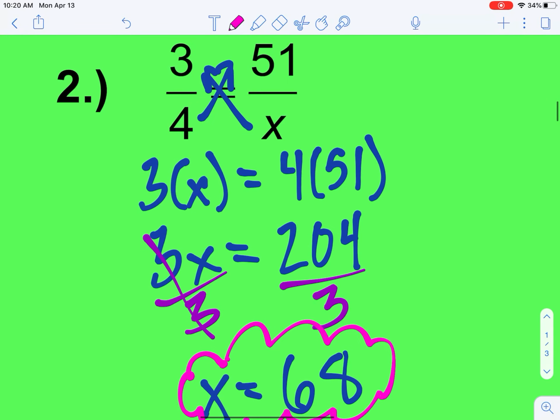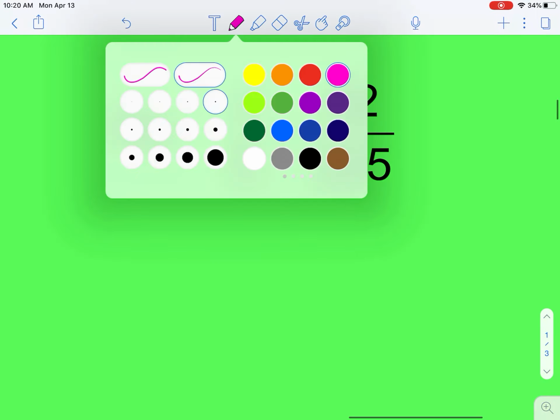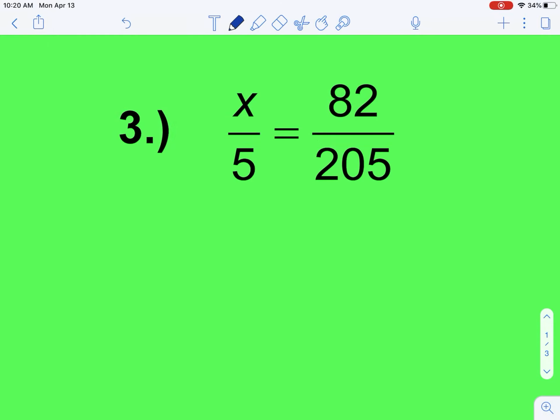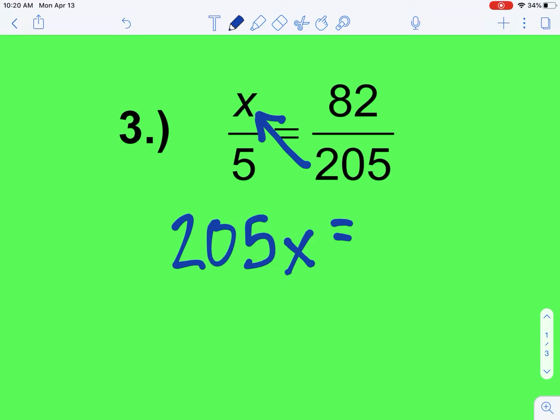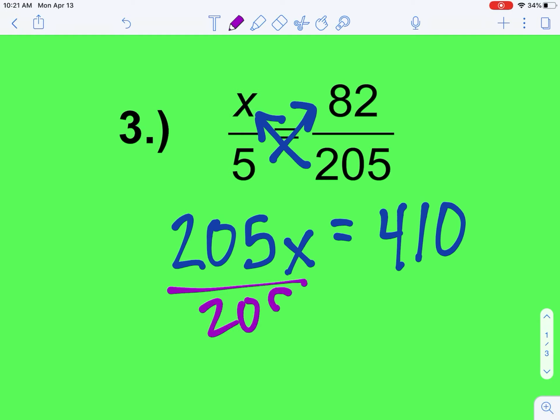Now I want you guys to notice right here, in this step, I'm actually going to skip this step. I think a lot of you can go from the cross multiplying right to here and just write the equation. I'll show you what that looks like. Number 3. I like to always start with my variable, so 205 times x is 205x. So I'm just skipping one step. My next multiplication problem is 5 times 82, which is 410. Now I can go ahead and divide by 205 on both sides.